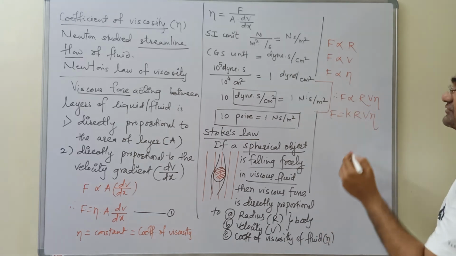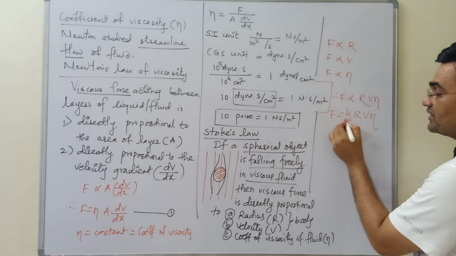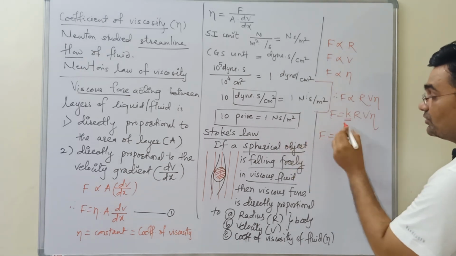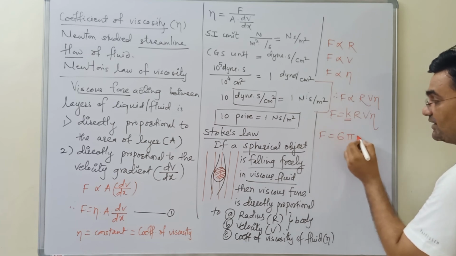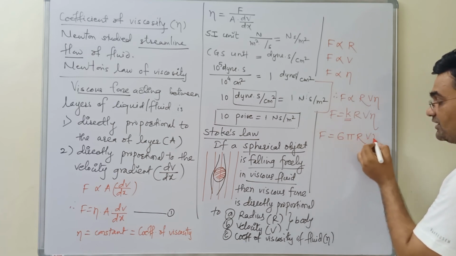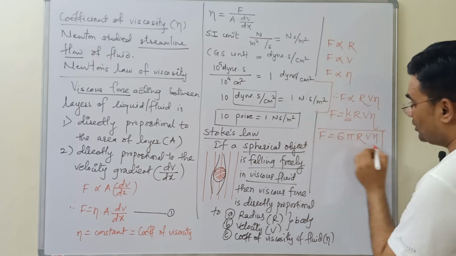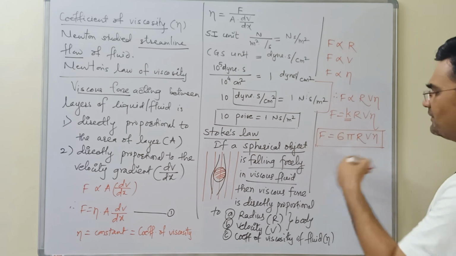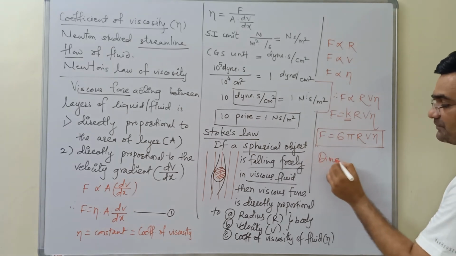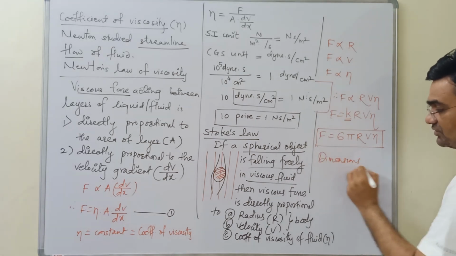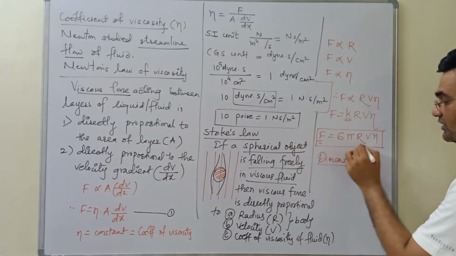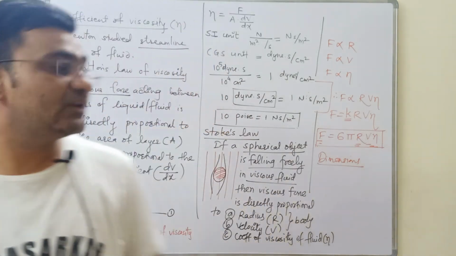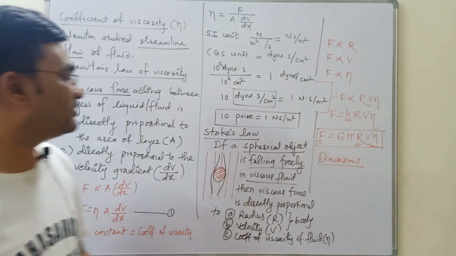Using some derivations and practical calculations, the value of K was found by Stokes as 6 pi, and therefore we get the formula 6 pi R v eta as the viscous force acting on a spherical body. You can verify this using dimensions. Substitute the dimensions of all the quantities on LHS and RHS, compare the powers, and you can get the correct formula given by Stokes.